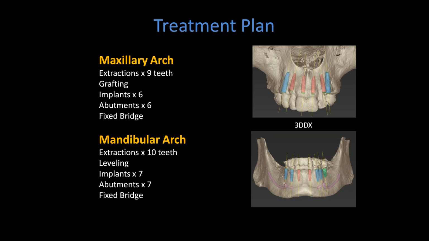In the lower arch, our goal was to extract the remaining 10 teeth, level the bone, and doing the treatment plan with 3DDX, we identify that we would in fact be placing 7 implants with 7 abutments and a fixed bridge.